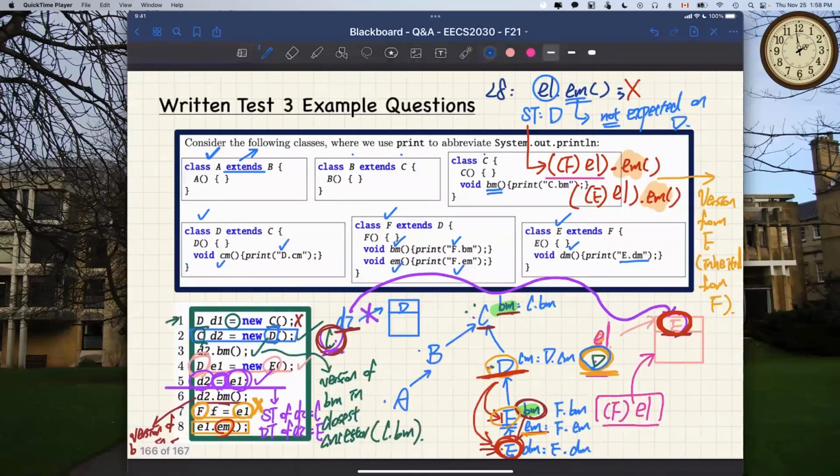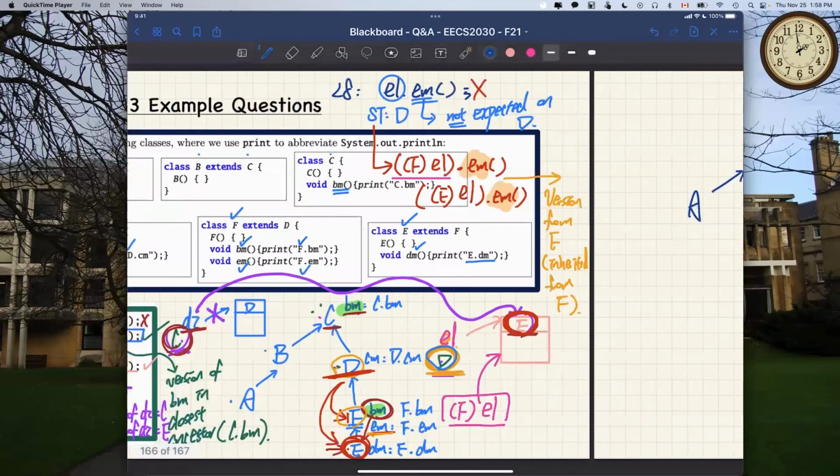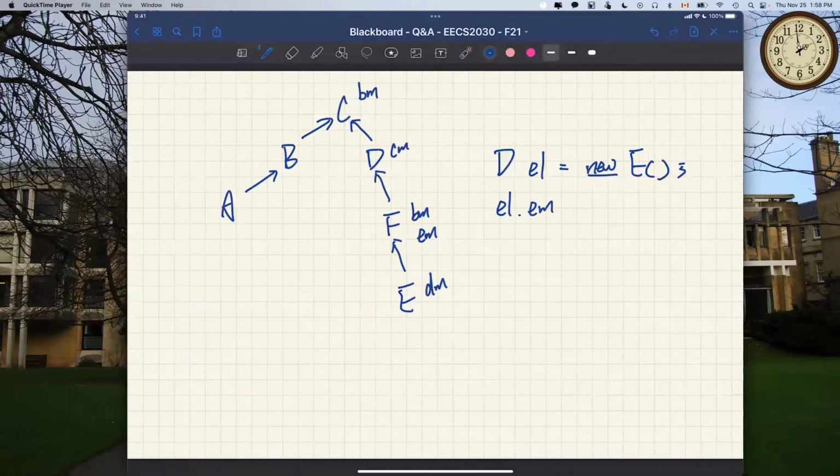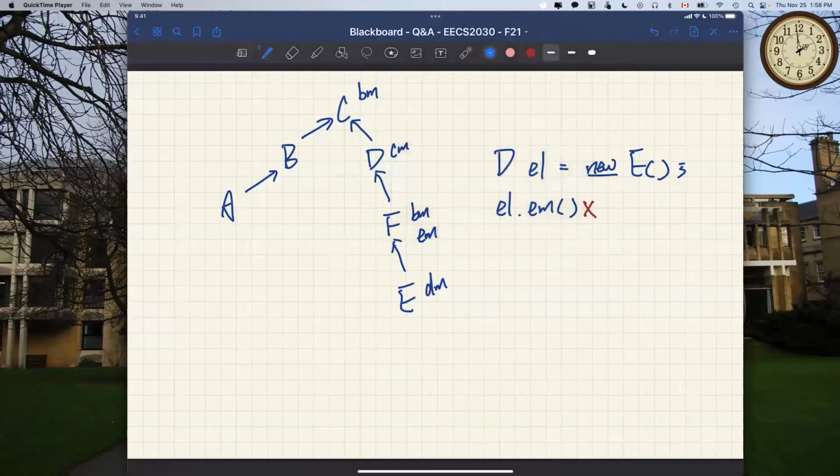Okay, and then we want to do E1.EM. We said earlier that this is not going to compile, but we need a cast. Let's say we introduce one more class to the diagram. Can I say I introduce this here? Let's say G.